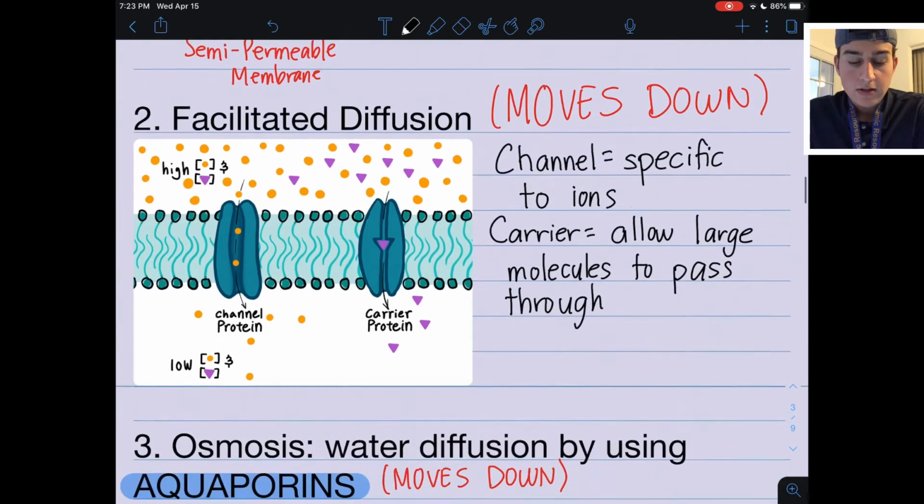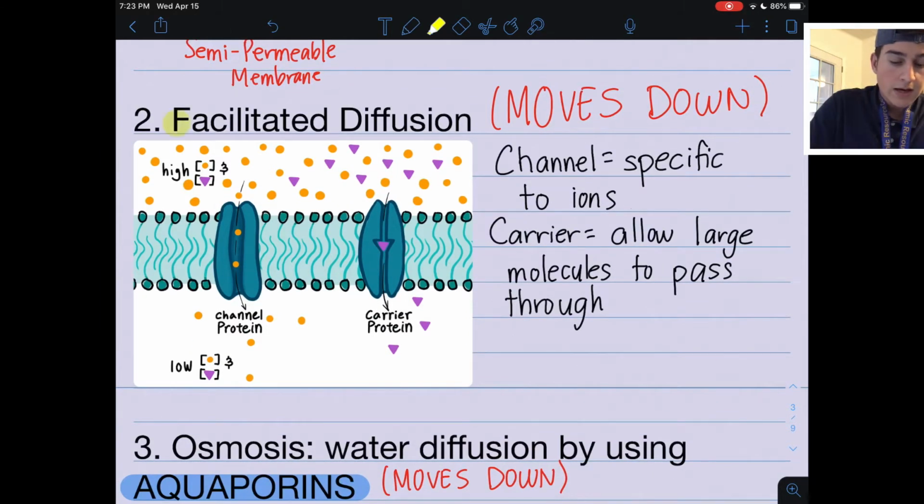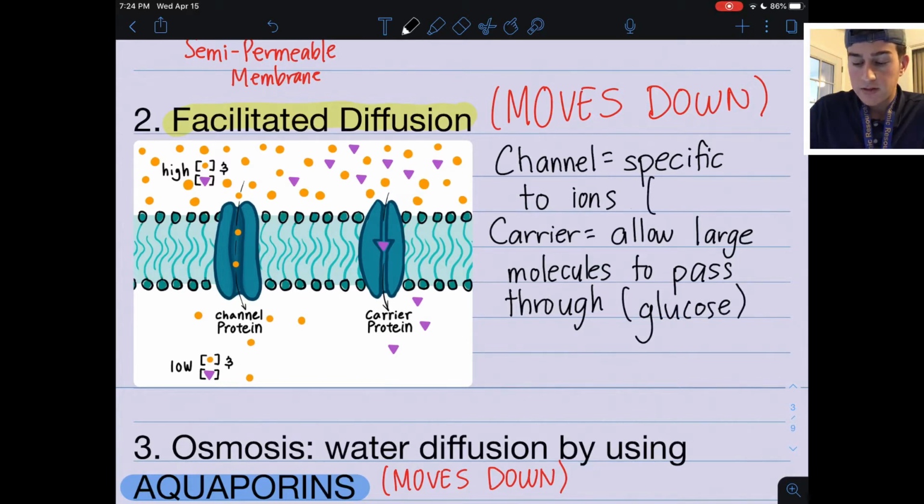The second type we learned is facilitated diffusion, and it is also diffusion, but as the word facilitated means, with the help of something. In facilitated diffusion, it uses 2 different proteins as we discussed before, channel proteins and carrier proteins. Channel proteins are specific to ions, and carrier proteins allow large molecules to pass through. For example, again, carrier would be something like glucose, and then channel would be specific ions, such as Na+, Cl-, etc.